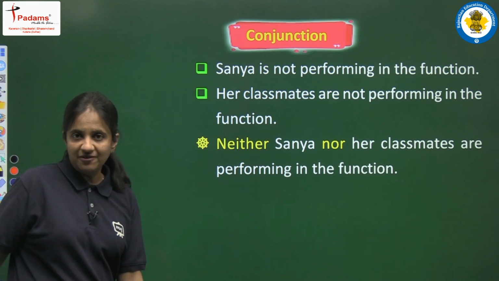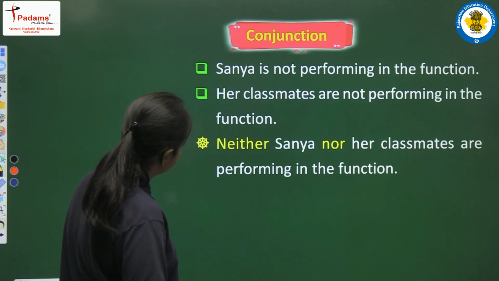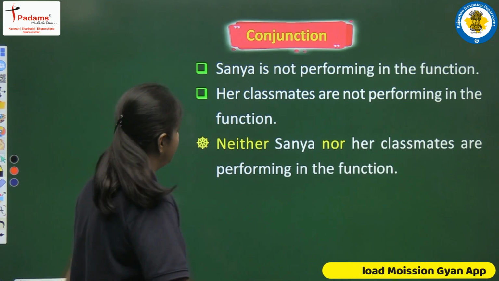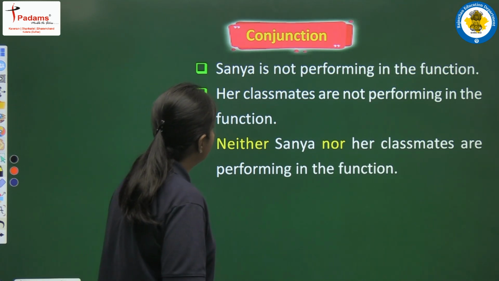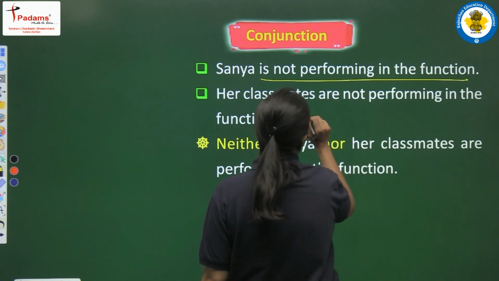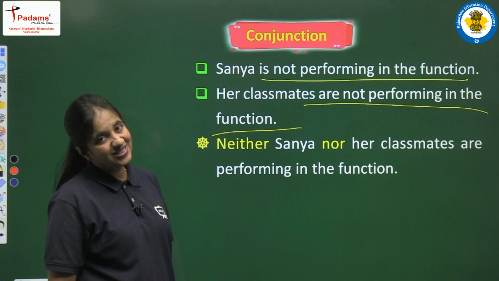One more example we are having here, so let's read. Sanya is not performing in the function. Her classmates are not performing in the function. Again, let's try to understand the common part. So here we are having not performing in the function, not performing in the function. So this is the common part. And what is the different part?